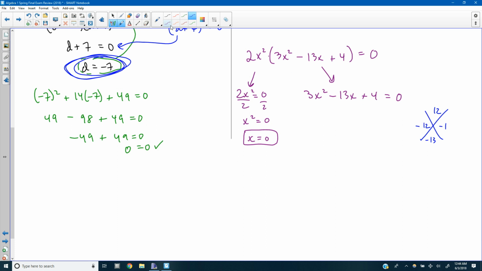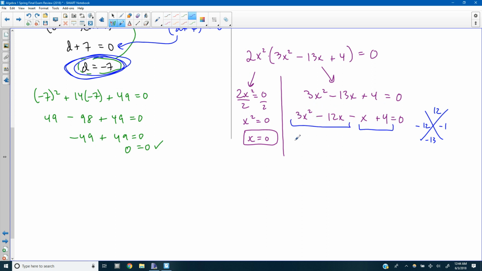So what I'm going to do with this now is factoring by grouping, by rewriting this expression to be 3x squared minus 12x minus 1x plus 4 equals 0. And I continue to solve. Factor by grouping like we just did before.